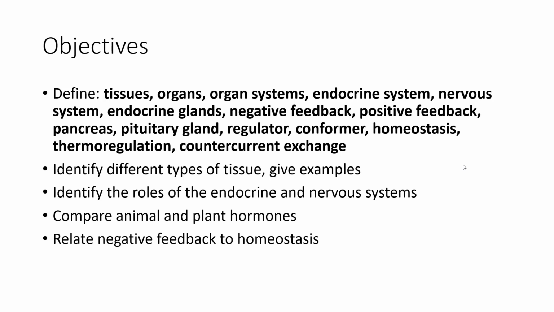Be able to identify different types of tissues and give examples. Identify the roles of the endocrine and the nervous systems. Compare animal and plant hormones, that's a different lecture, and relate negative feedback to homeostasis.